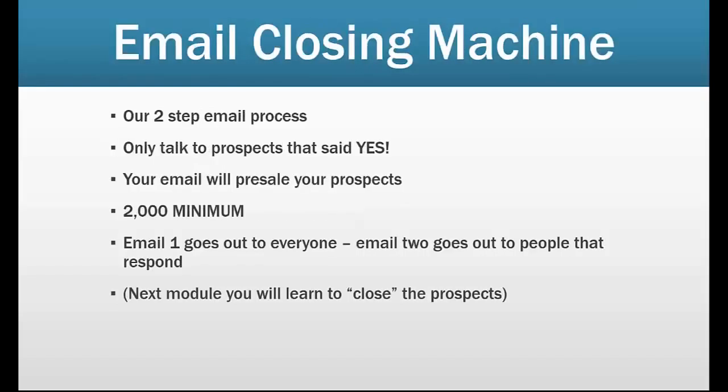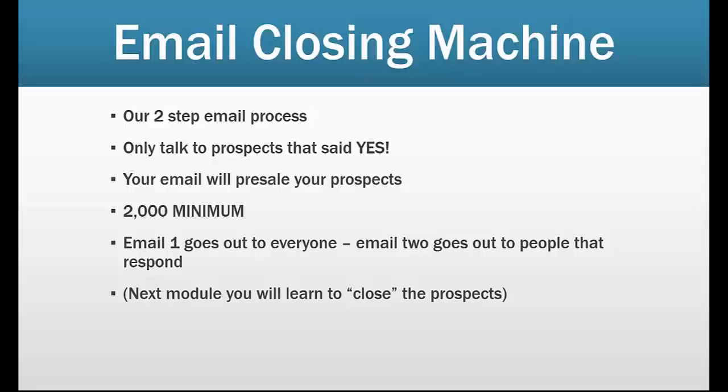Next, we have the email closing machine. So what is that? What is the actual email closing machine? Well, this is the essence, I guess, of Auto Offline Clients. It's our simple two-step email process. And what that does is it filters all of the prospects down to only the ones that have said yes and want your products or services, okay?